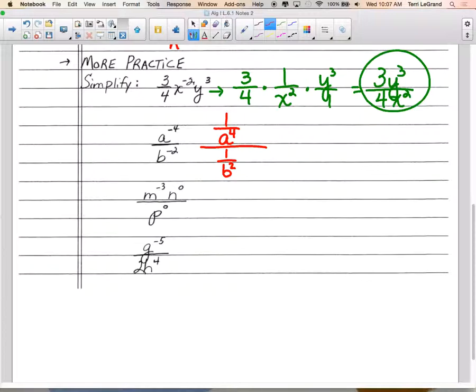Okay, now what are we going to do? Turn that into like a division. Okay, turn it into a division problem. That sounds like a good plan. So 1 over a to the 4th divided by 1 over b squared.